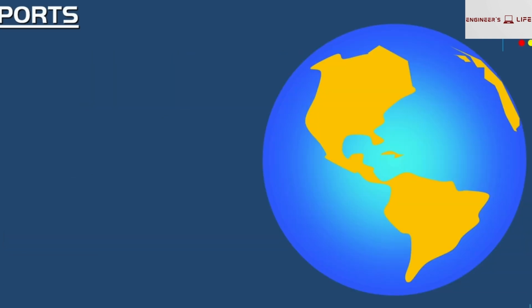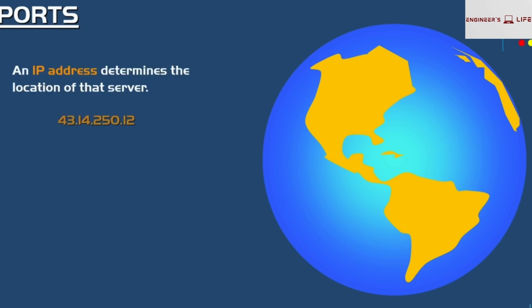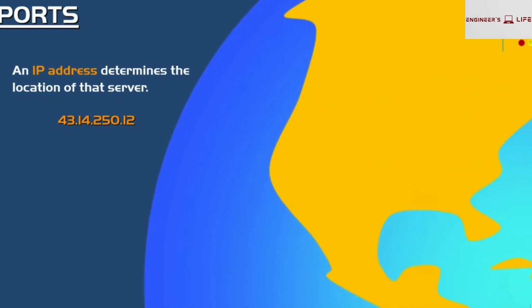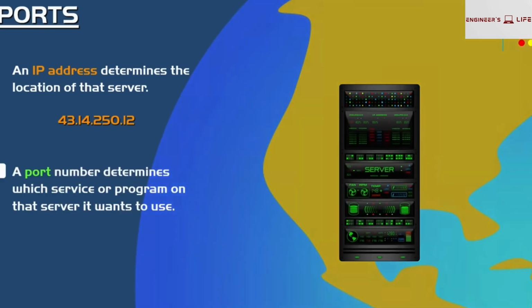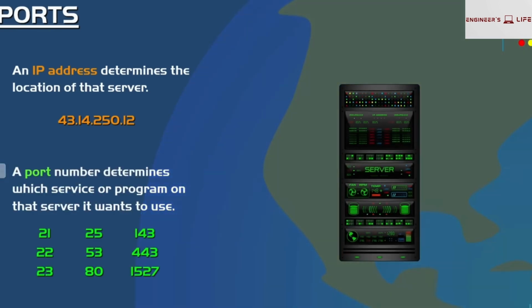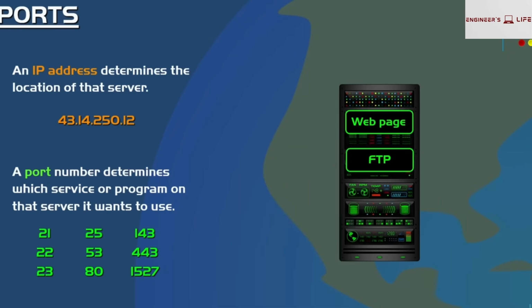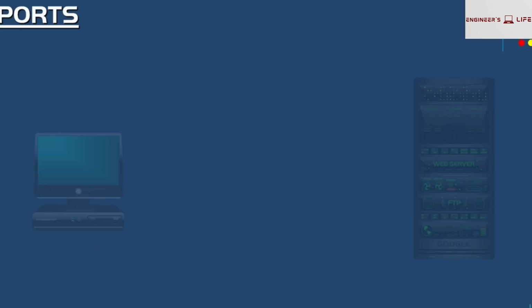So for example, if you want to connect to a server over the internet, the IP address is used to determine the geographical location of that server, such as what continent, country, city, and so on. And a port number determines which service or program on that server it wants to use, whether that service or program is a web page, FTP service, email, and so on. Now, in simple terms, what does this all mean?